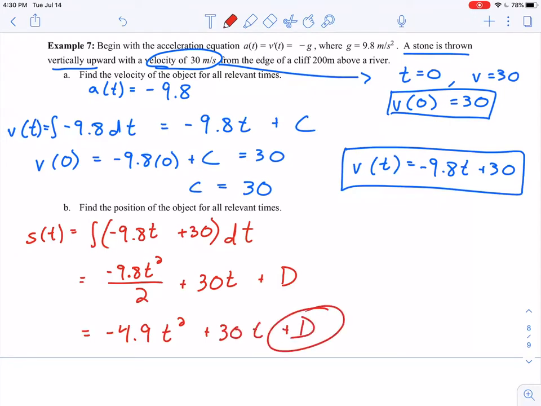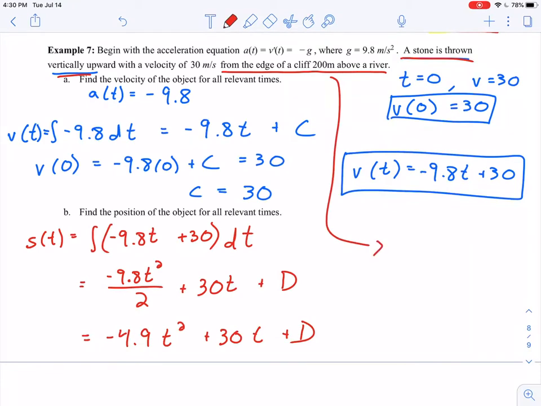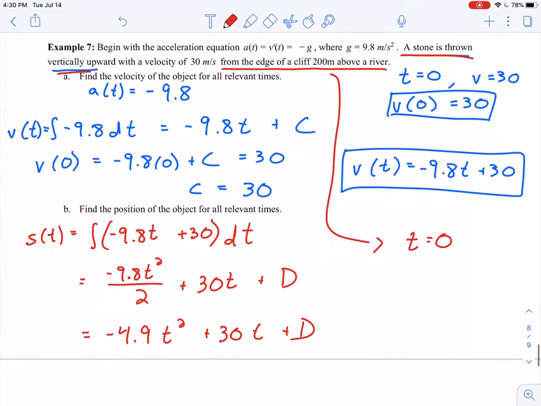And again, I'd like to be able to say what is this constant of integration. So let's go back to our problem, because that's where we got the initial condition for velocity. So let's see, we throw the stone vertically upward with a velocity of 30 meters per second from the edge of a cliff 200 meters above the river. So that means, when t equals 0, we are 200 meters above the river. So my position function s is 200. So in other words, s of 0 is equal to 200.